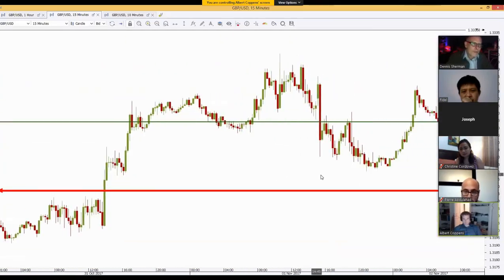Sometimes retail traders get all confused. They think, oh, you know, head and shoulders. No, it's not a head and shoulders, it's just a gap and fade, right? So you can see another one here, right?